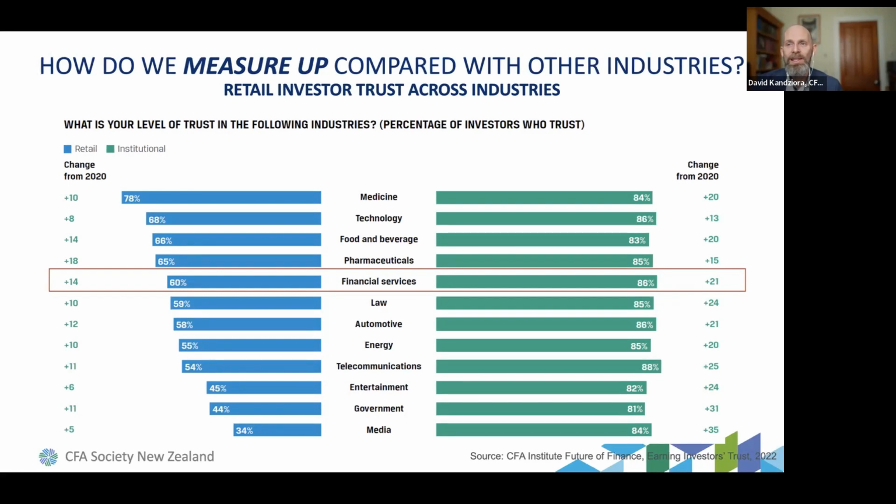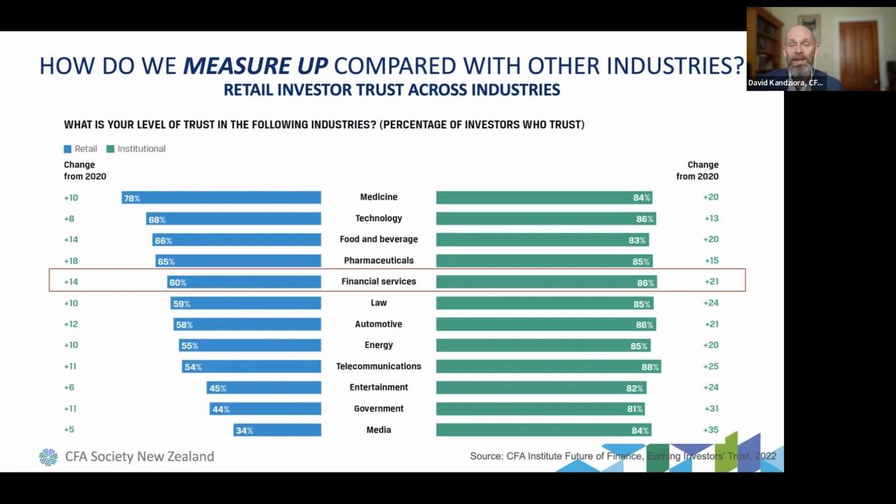You can see the investment profession has improved since the 2020 survey. So it's obviously gone up. On the right hand side, you've got the change. Everything's increasing. There is an increasing level of trust, but we're still a fair way down in terms of what people believe they can have trust in. For example, medicine's pretty high up there. Technology, interestingly too, is quite high up there. I wonder if that would still be the case in 2023.